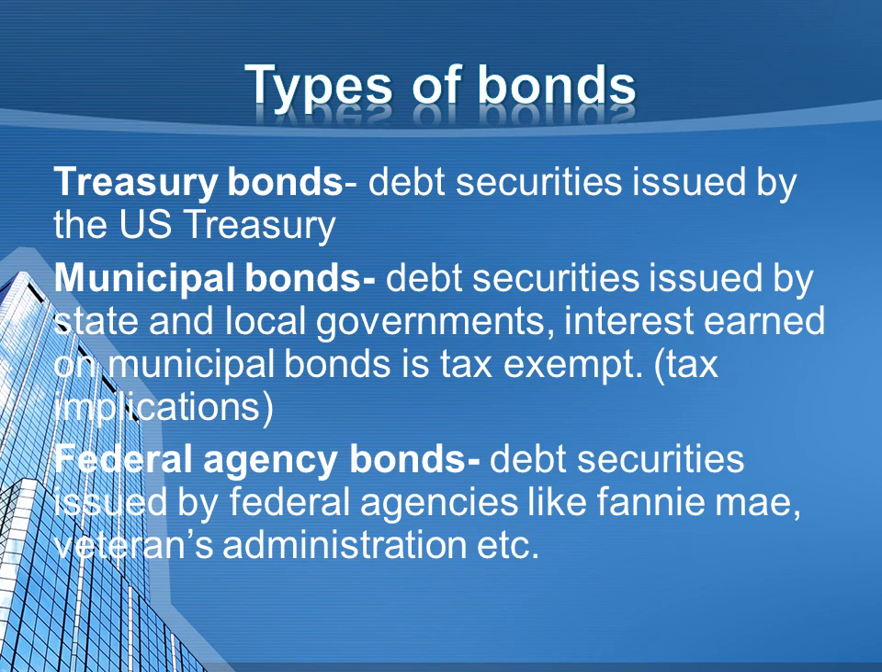Now, of course, treasury bonds are considered to be default risk-free, whereas municipal bonds, although unlikely to default, still have some default risk to them. Municipal bonds typically offer more interest. So either way you look at it, you're making out better with the return, if it doesn't default, of course. And a federal agency bond is a debt security issued by federal agencies like Fannie Mae or the Veterans Administration or the Federal Housing Administration, and so forth.